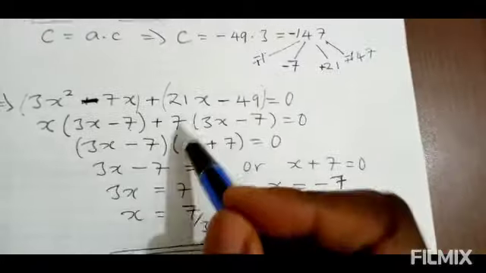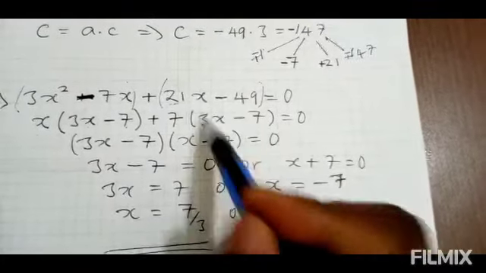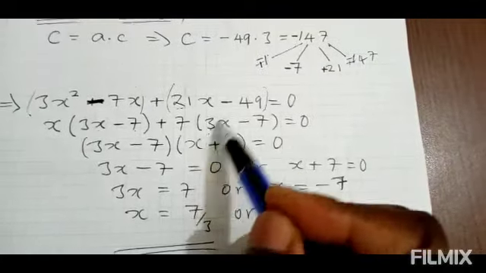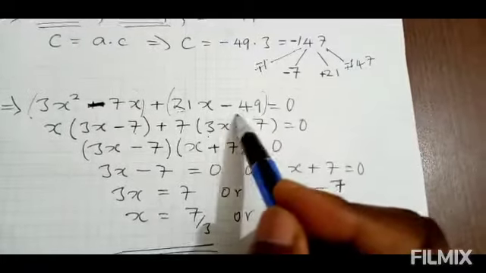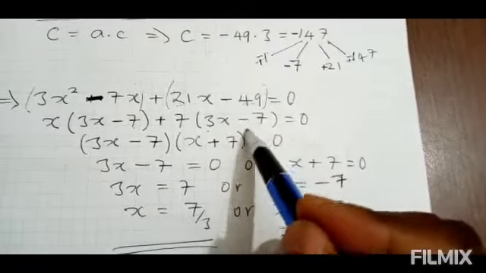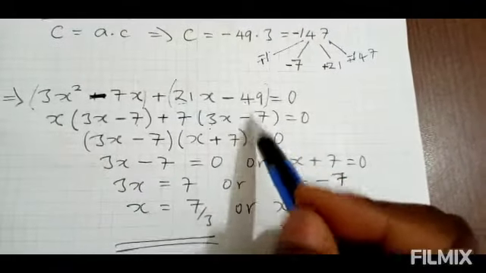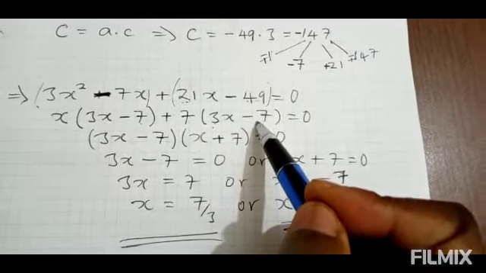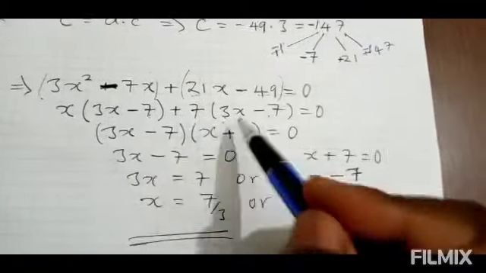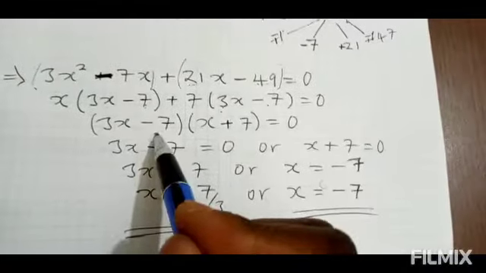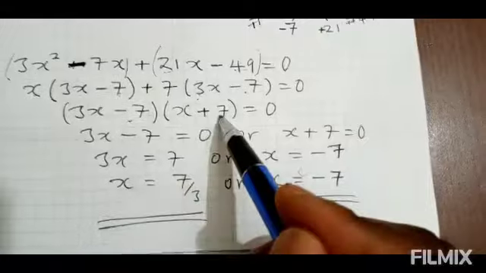Here what is common? It is 7. 7 into 21 is 3, and x is already inside, so 3x. 7 into minus 49 is minus 7, because there is a minus here. So what is common? 3x minus 7. You take it outside and you remain with x plus 7.